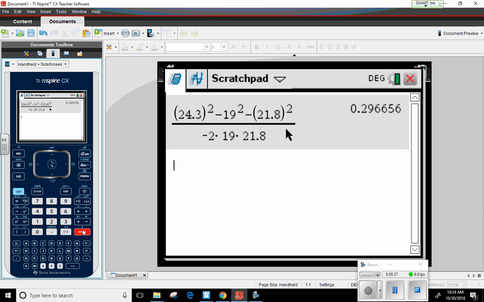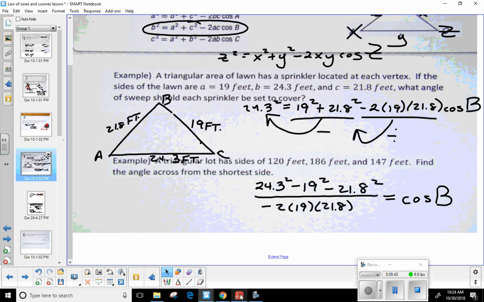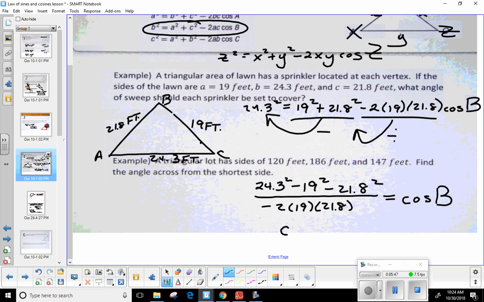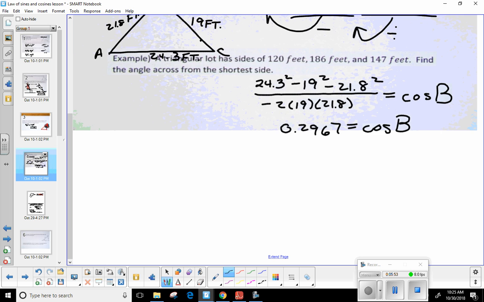Okay, so I'm going to come back over here. Usually when I'm doing these inverse functions, I like to go ahead and round it to about 4 decimal places. But the number you round it to really doesn't matter. I'm going to show you why in just a second. What was that, 2967? So 0.2967 is equal to the cosine of B, right?